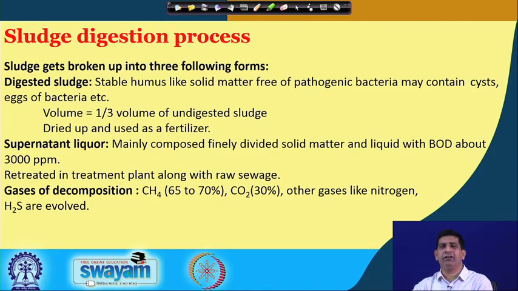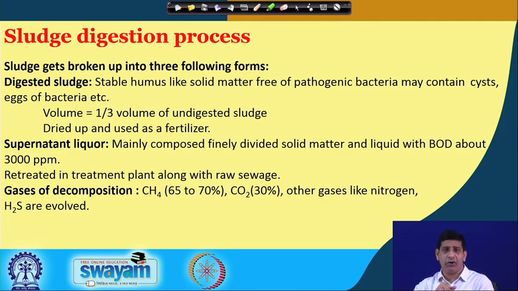So, if you start with a certain volume of sludge, after treatment you will have around 1/3 as digested sludge, dried up and used as fertilizers. The liquid part can be taken out, mainly composed of finely divided solid matter and liquid with a BOD of about 3,000 milligrams per liter. It can be retreated in the treatment plant along with raw sewage. Then there is the gas produced, if you do anaerobic digestion.